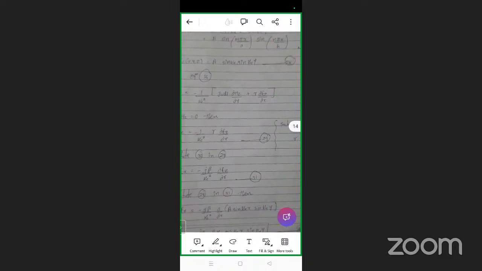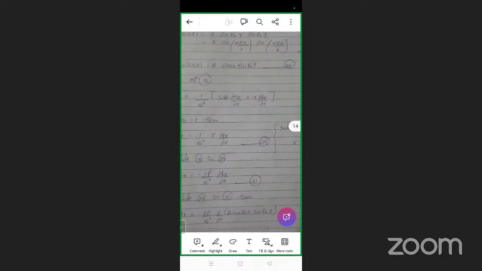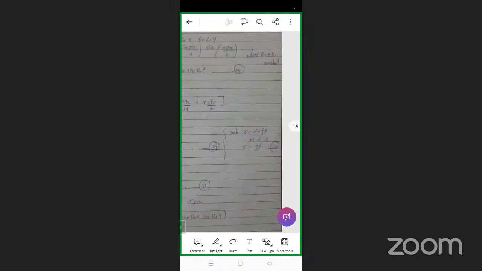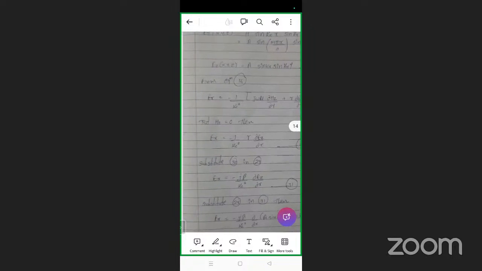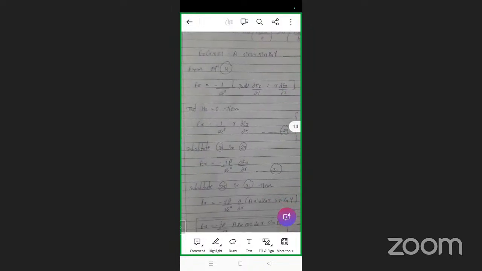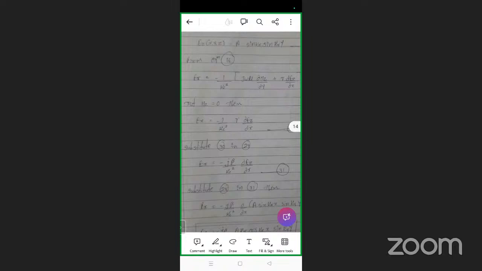Now what we have to do? Substitute 30 in 29. We know that gamma equal to alpha plus j beta. Here I am keeping alpha equal to 0, so we will get gamma equal to j beta. That gamma equal to j beta I substituted in equation number 29. So we got Ex equal to minus j beta times of kc square times of dou z by dou x.